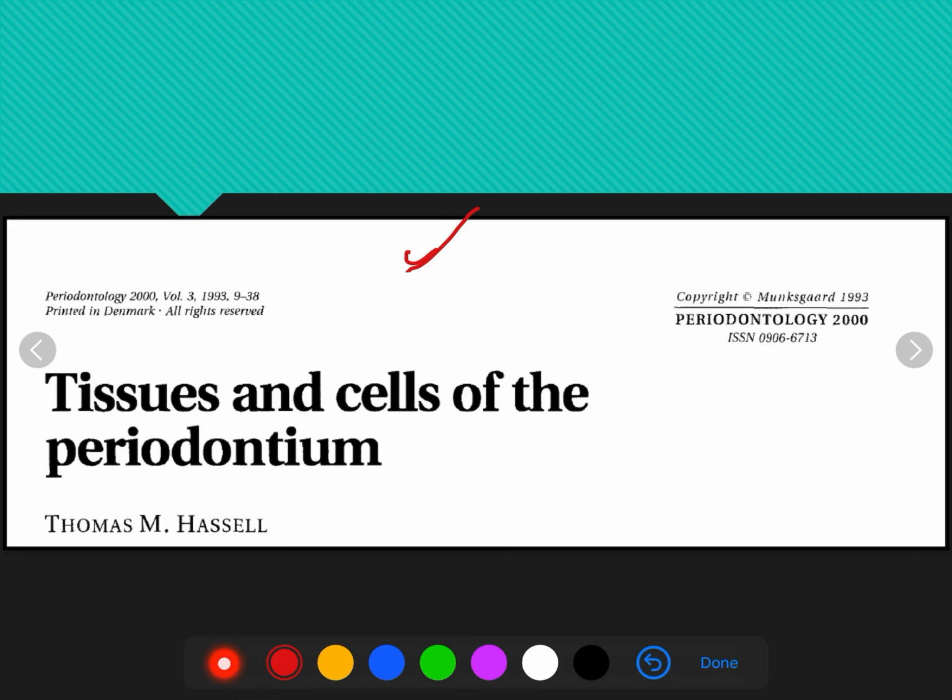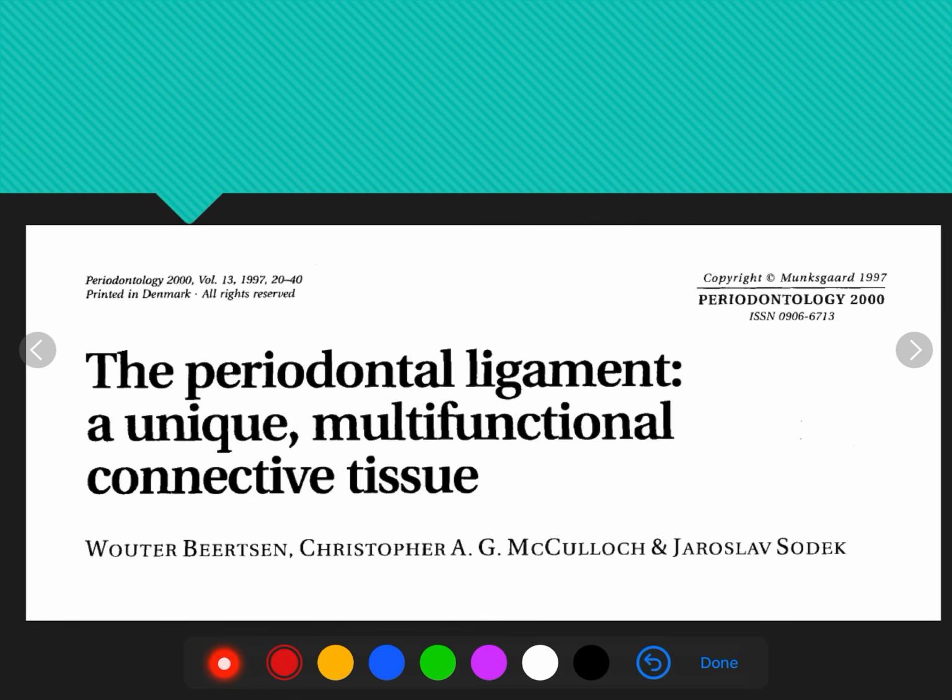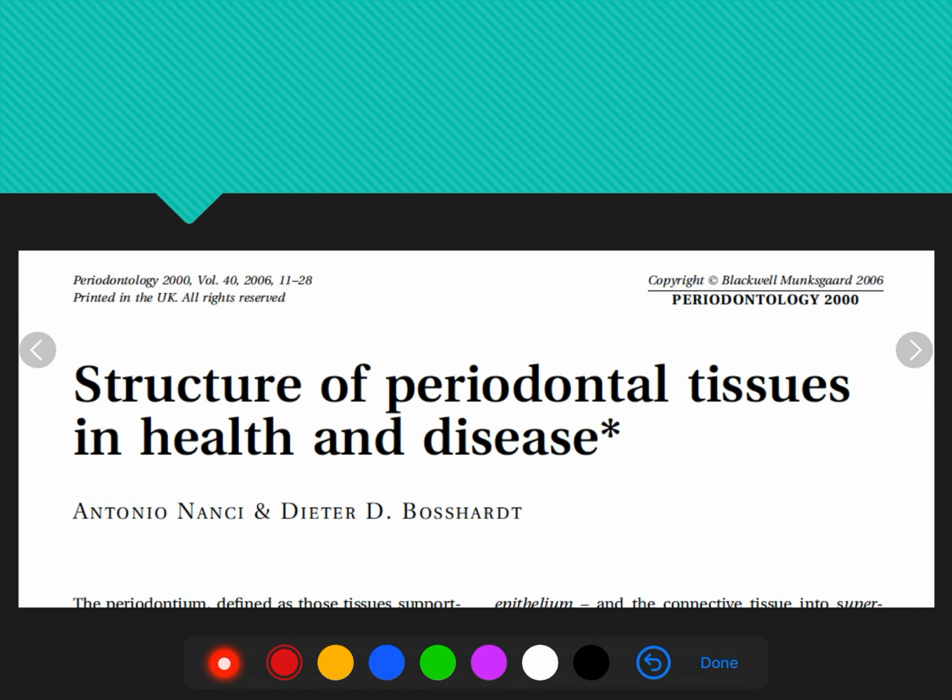Even if you're not able to read the entire article, at least go through the subheadings and look for the flow charts in it. Then there is one more article by, as I told you, Christopher. It's the periodontal ligament, a unique multifunctional connective tissue. The matter here is somehow compiled in Carranza. All you need to do is mention in your answer sheet that you have been through these well-known articles.